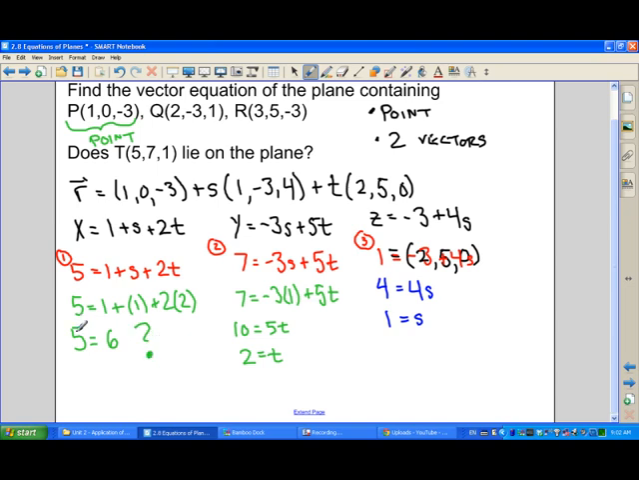So I get the equality 5 equals 6. We know this isn't true. There's no more variables here, there's nothing I can manipulate. When we see a statement like this in mathematics, 5 equals 6, or a number equals a different number, that's math's way of telling us that something's not working. And what's not working is this point T is not on the plane we've described.